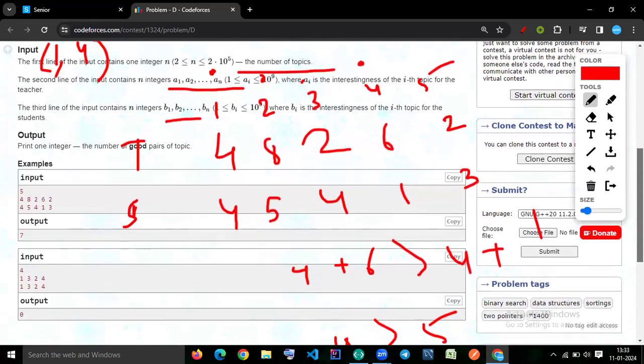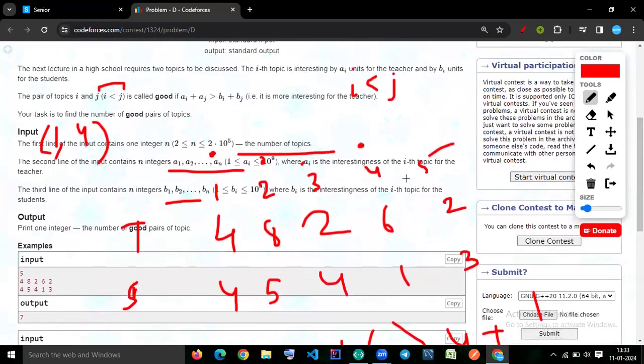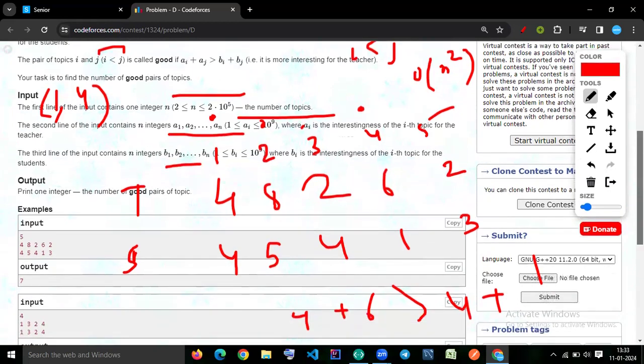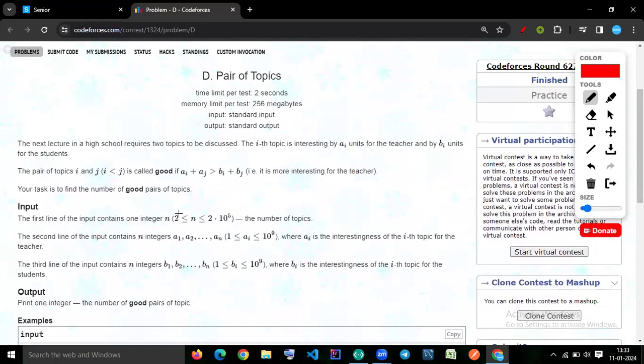So now you understand how to find these topics. Let's try to do some mathematics here. If I find all pairs, and the constraint is much bigger, it will give O of n square and it will lead to TLE, time limit exceeded. So we need to understand how to find it in a correct way. Let's start from the equation: A_i plus A_j is greater than B_i plus B_j.